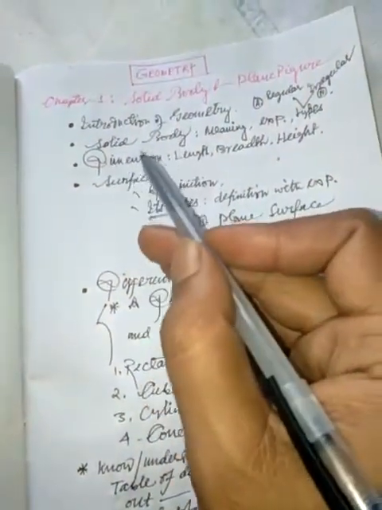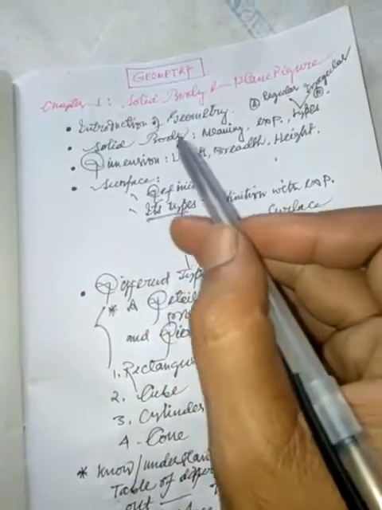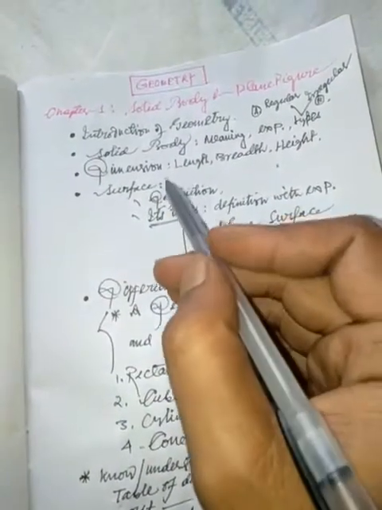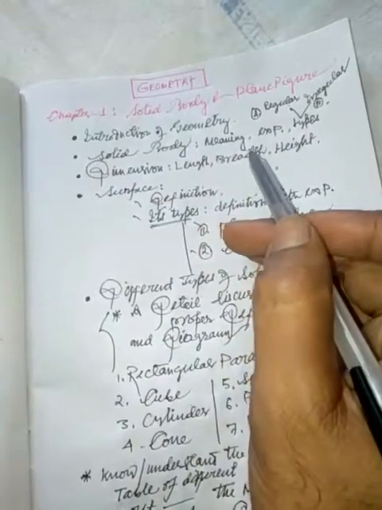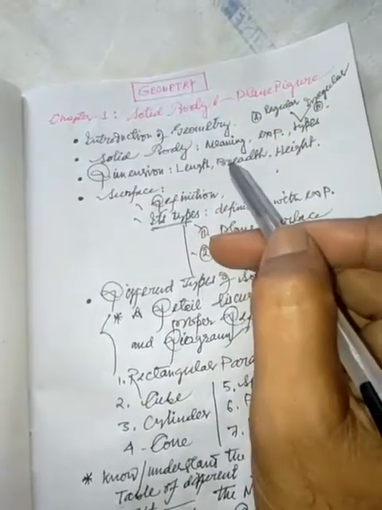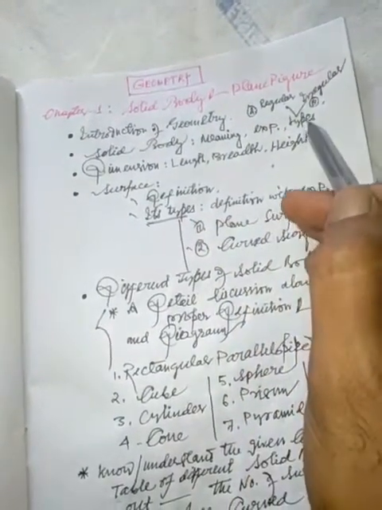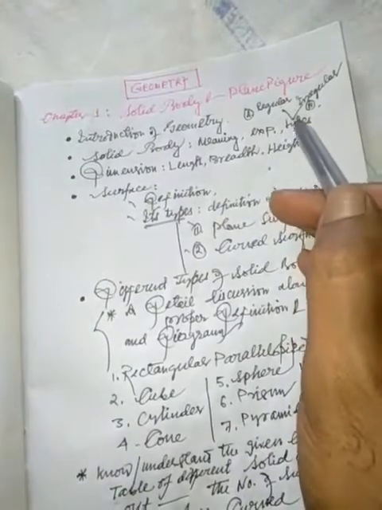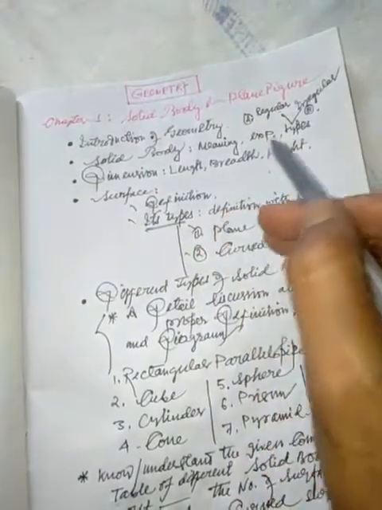The second topic is solid body. So what is the meaning of solid body? We can also provide the examples of solid bodies and the classification of solid bodies.